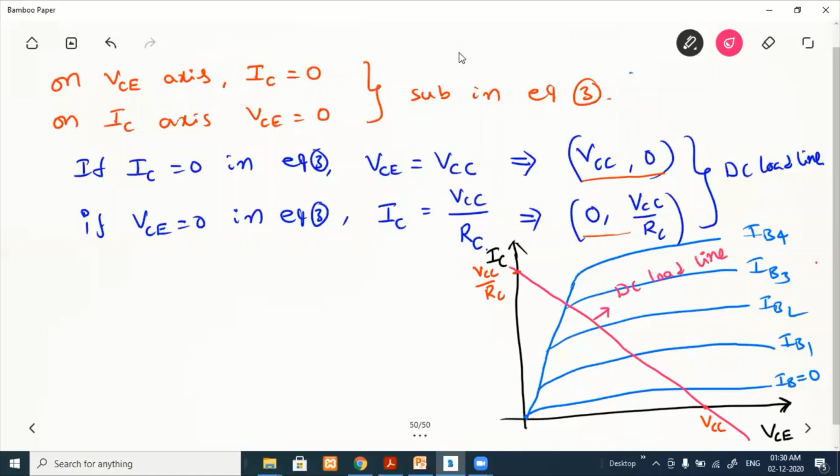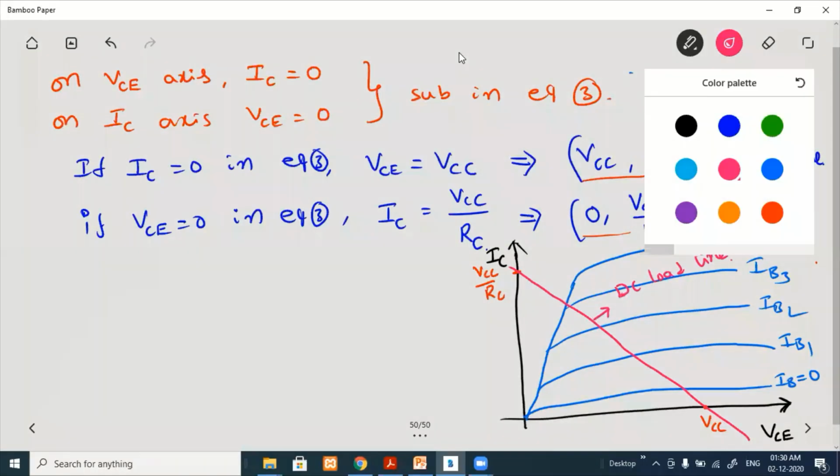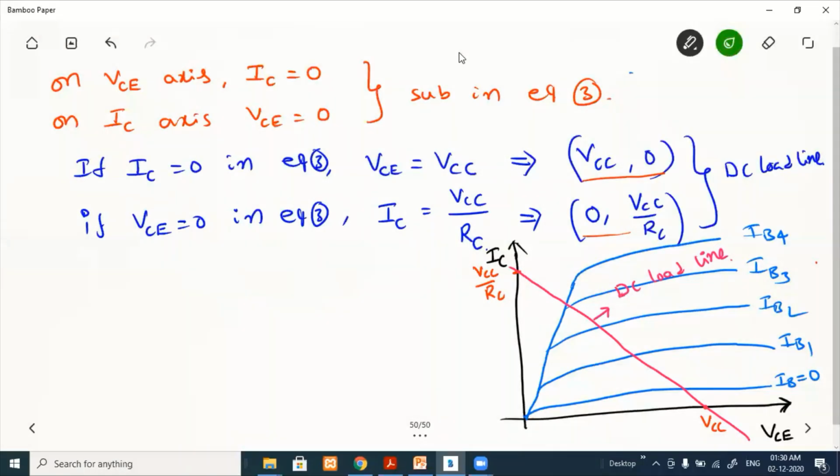Note that we are applying DC voltages, that's why it's a DC load line. Why is it called a load line? Because of the slope. What is the slope of this line? The slope of this line is equal to minus 1 by RC or RL. It means the slope of the line depends on the load resistance under DC conditions. That's why we call this line a DC load line.